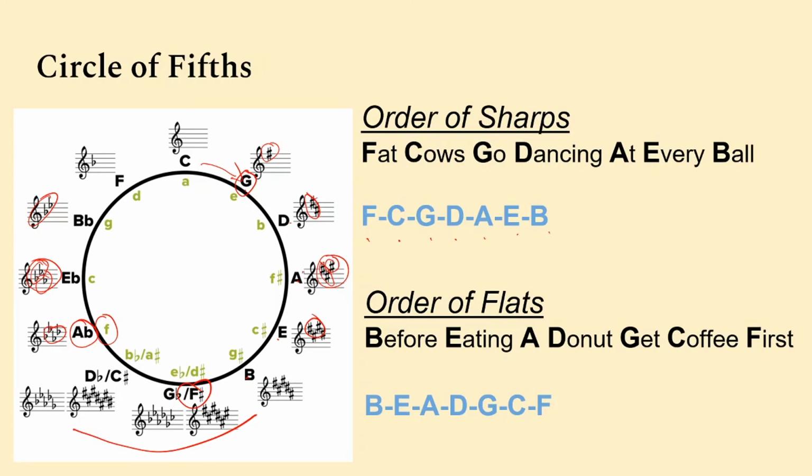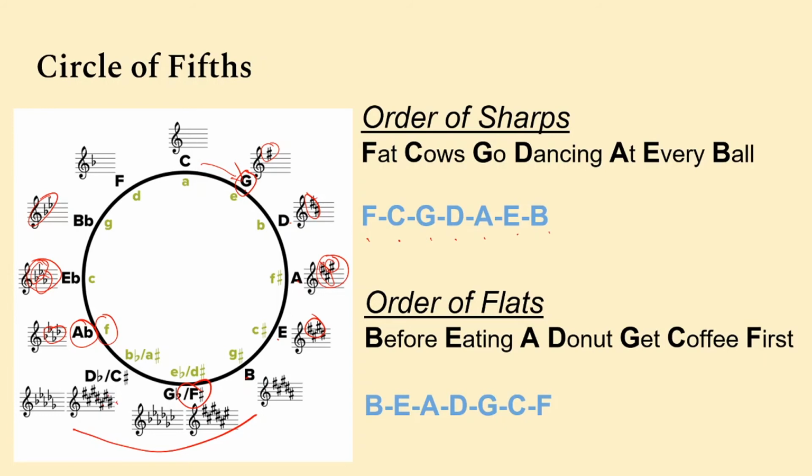A major has 3 sharps, F, C, G. E major has 4 sharps, F, C, G, D. We keep going all the way to C sharp major, which has all of these sharps: F, C, G, D, A, E, and B.